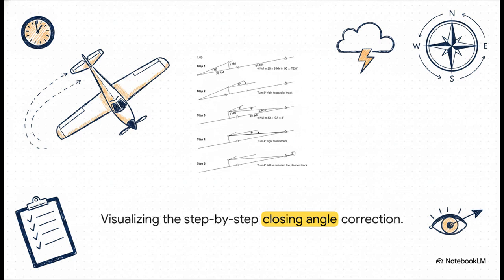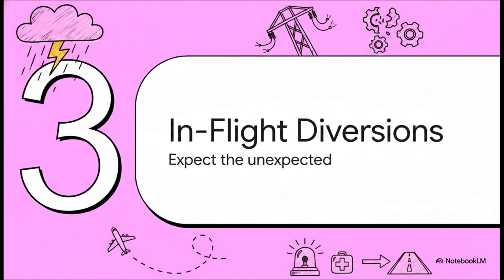Doing this math mentally keeps your eyes outside the cockpit, which is exactly where they need to be. All right, part 3, managing in-flight diversions. Because sometimes changing weather or a mechanical gremlin means you simply cannot safely get to your destination.